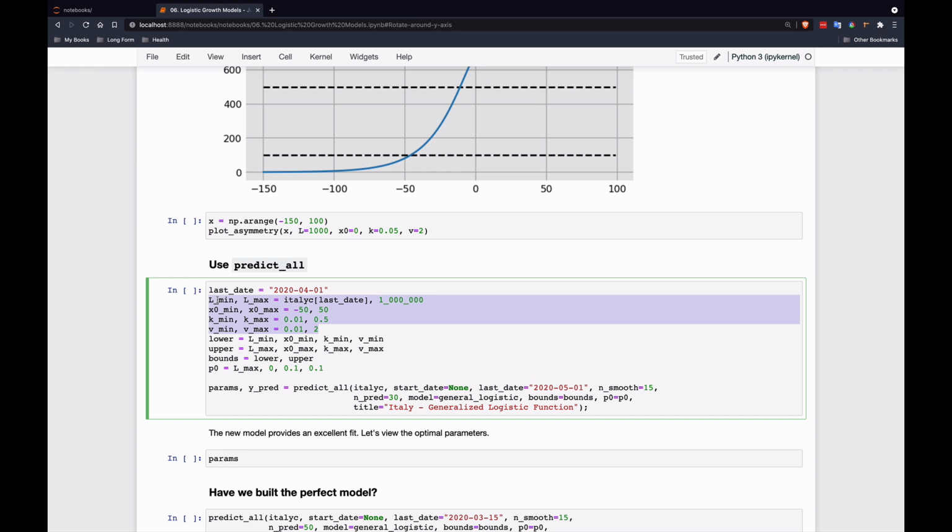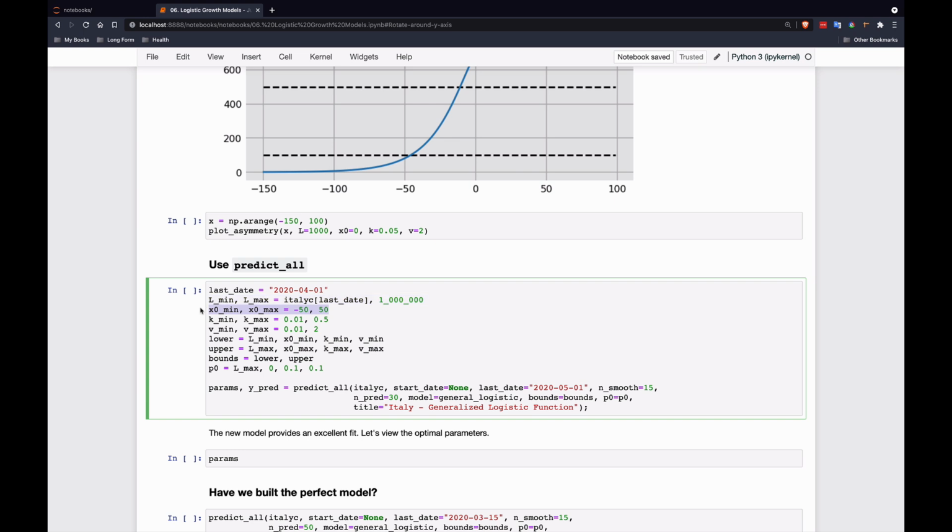So again, we have to set the bounds, Lmin and Lmax. For Lmin, we're just going to use the very last date for the upper asymptote. It's of course going to be greater than that, but that'll just set a lower bound. The upper bound is very hard to guess. We'll just guess something very large here.